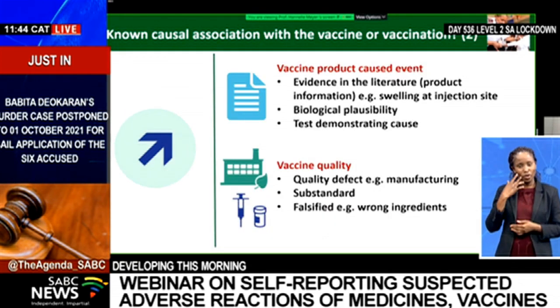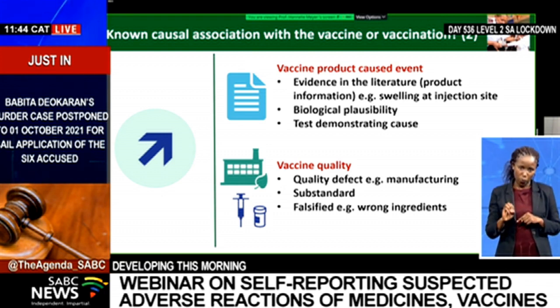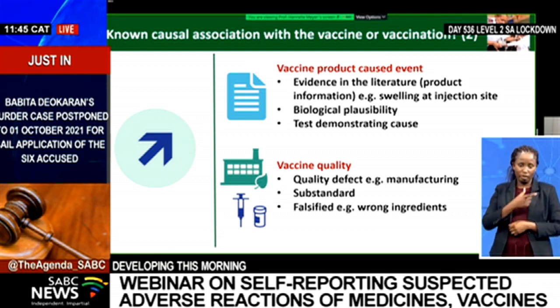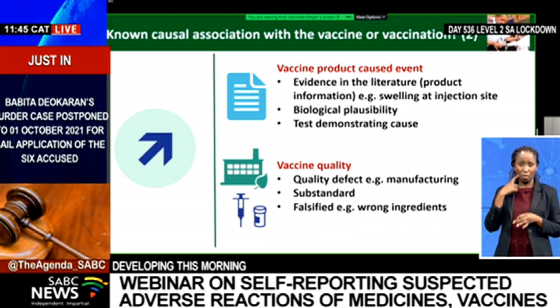Then to continue with that, you also look at the vaccine, whether the vaccine product itself caused the event. And this information you obtain from the literature. So this is known from the clinical trials, and you would find it in the product information. You also determine whether there is a biological plausibility that this event could have been caused by the vaccine. So just to explain this in a simple way, if you look at lung cancer, we all know that smoking causes lung cancer. So that would be a biological plausibility.